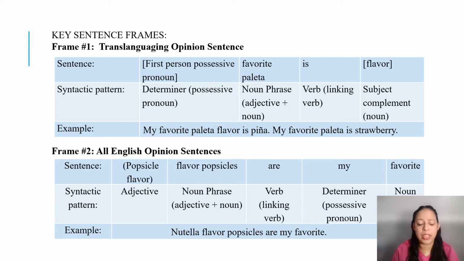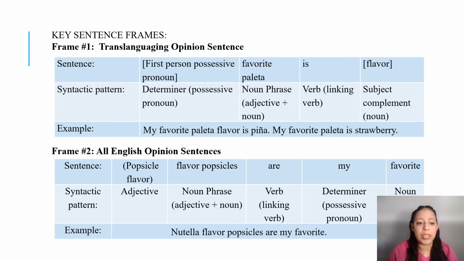These are the key sentence frames identified during the lesson. The first one was a translanguaging opinion sentence, where the syntactic pattern was determiner, possessive pronoun, a noun phrase with an adjective and a noun, a linking verb, and the subject complement, a noun. Some examples were, my favorite paleta flavor is piña, and my favorite paleta is strawberry. In these sentences, the students could use English and Spanish because of the author of the story, and also during the week we were working with translanguaging.